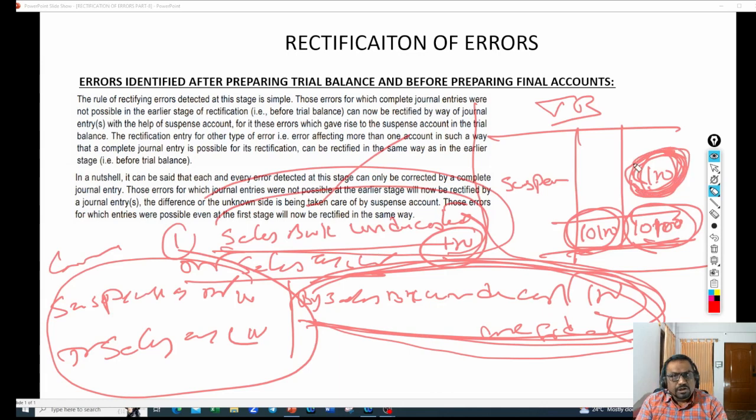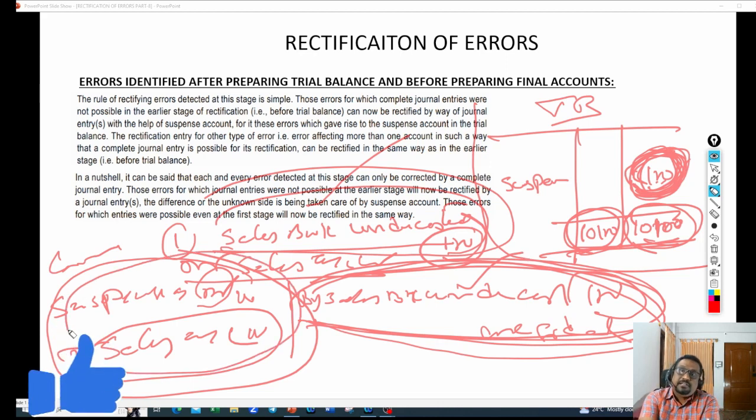Now what are you supposed to do? Your sales account is undercasted. Sales is a credit balance. That is undercasted. So if it is undercasted, you need to fill it back. If you want to fill it back, you need to credit sales account. So sales account is credited. Which account do you need to debit? Already this difference was lying in suspense account. Since this difference is lying in suspense account, that too on the credit side, if you want to rectify the credit of suspense account, you need to debit it. So suspense account debit to sales account is the entry. So though it was a one-sided entry in stage 1, you rectified that entry with a complete entry in second stage.